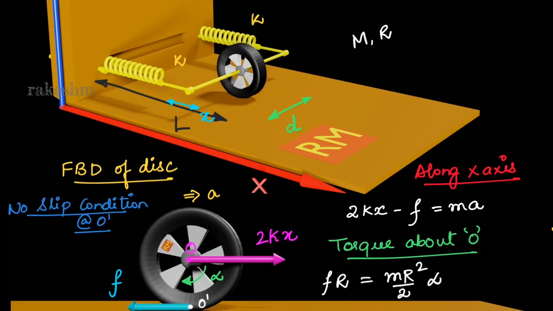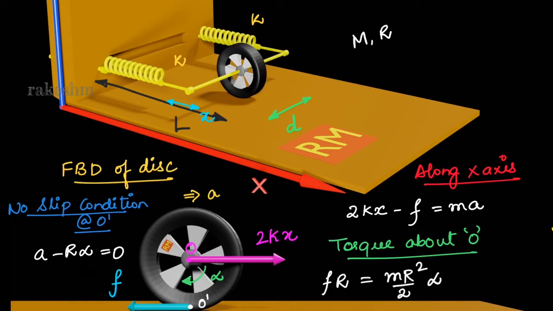Next, let us write the no slip condition at O dash. So we know that when there is no slipping, the tangential acceleration of this point is 0. So we can write A minus R alpha equals 0.